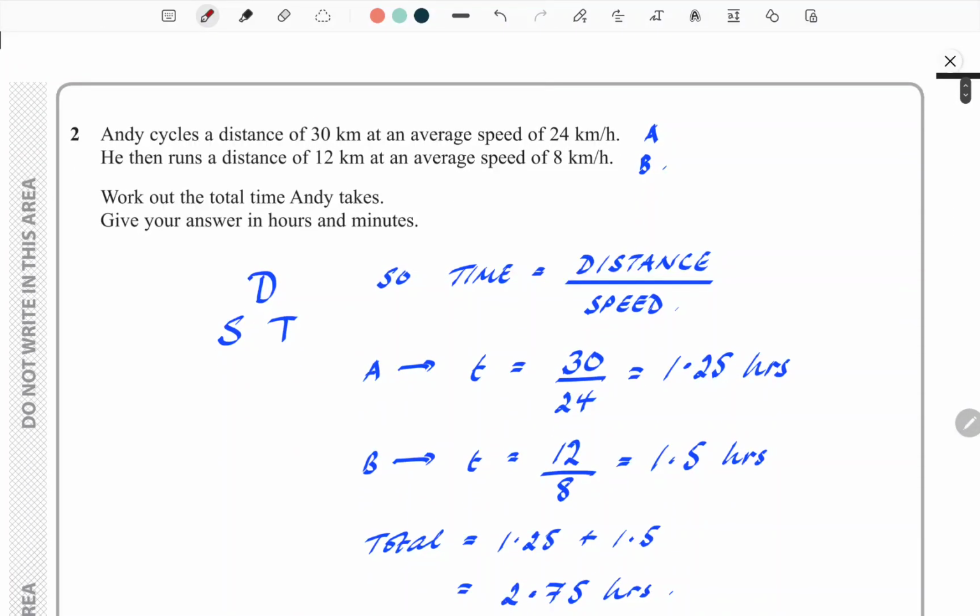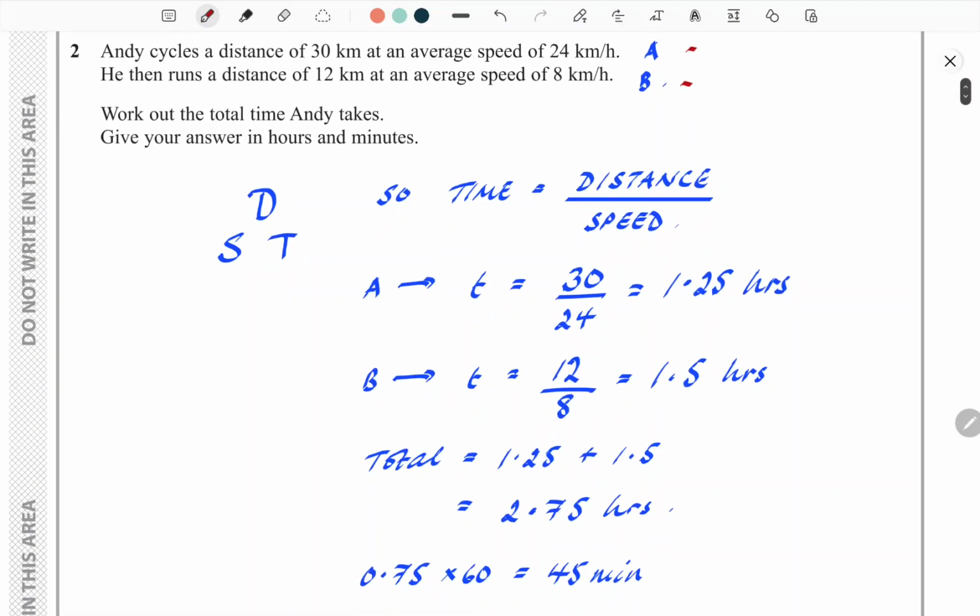Right, number 2, you've got a distance traveled and speed time calculation. It says Andy cycles a distance of 30 kilometers at an average speed of 24 kilometers an hour, and then runs 12 kilometers at an average speed of 8 kilometers per hour. Okay, so you've got part A and part B in this entire journey, if you want to call it that. So what we want is the total time, is what the question is asking for. All right, so total time in hours and minutes.